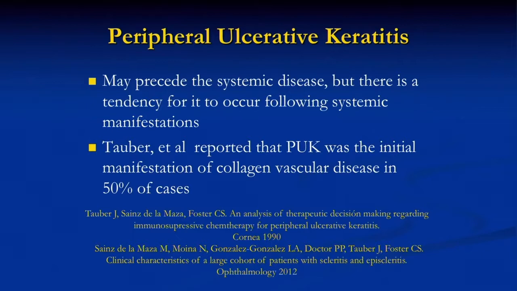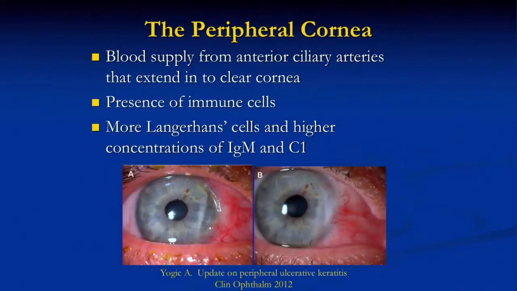So PUK may precede the systemic disease, but there is a tendency for it to occur following systemic manifestations. It was Joe Tauber and Steve Foster who reported that PUK was the initial manifestation of collagen vascular disease in 50% of cases. And in a follow-up paper looking at about 500 eyes with scleritis, they reported the association of scleritis with PUK.